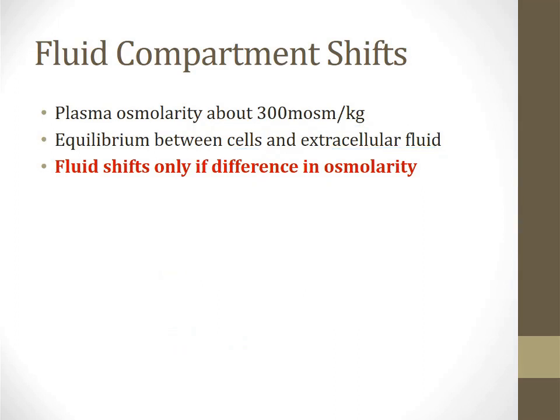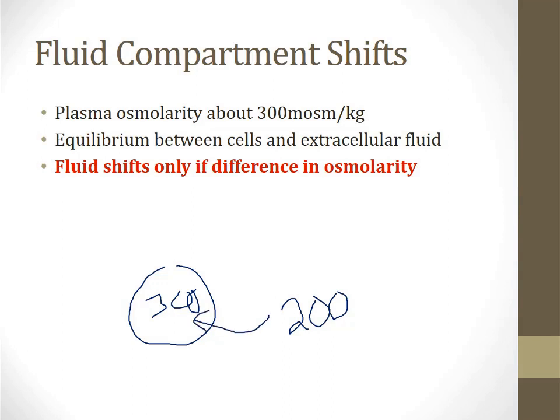It's only going to move inside of the cell if there's a difference in osmolarity between what's inside and what's outside. Now let's imagine we have a cell with 300 milliosms inside of it, and we start adding fluid around it that has an osmolarity of 200 milliosms. In this situation, the fluid is more concentrated inside the cell, so volume is going to be drawn inside of the cell and the cell is going to swell.